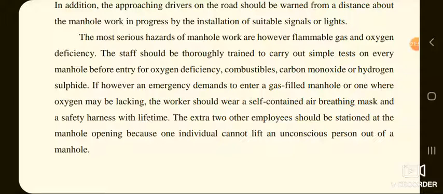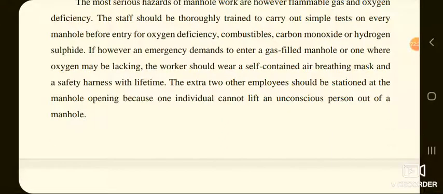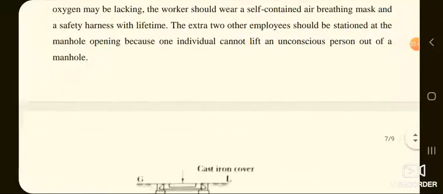The most serious hazards of manhole work are, however, flammable gas and oxygen deficiency. The staff should be thoroughly trained to carry out simple tests on every manhole before entry for oxygen deficiency, combustibles, carbon monoxide, or hydrogen sulfide. If, however, an emergency demands to enter a gas filled manhole or one where oxygen may be lacking, the workers should wear a self contained air breathing mask and a safety harness with lifeline. Two other employees should be stationed at the manhole opening because one individual cannot lift an unconscious person out of a manhole.